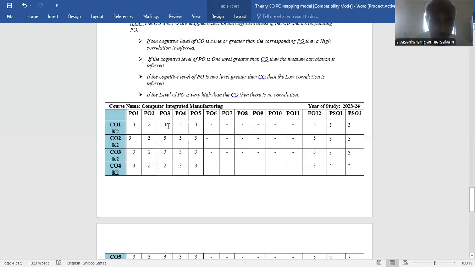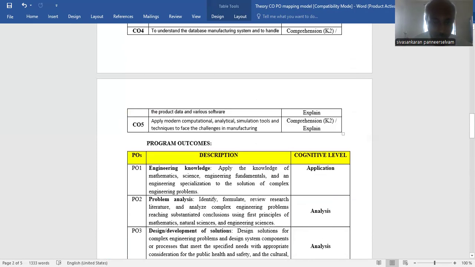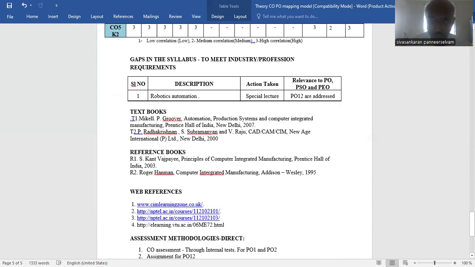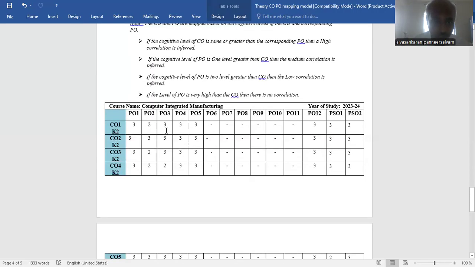The next one, PO3. CO1 with the PO3. So what is program outcome 3? Design and development of solutions. In this case, CO1 and PO3 have high correlation because CO1 tells about the CAD design basic information. A student must establish the design knowledge in order to convert the design information into a manufacturable product. So this has high correlation, 3.